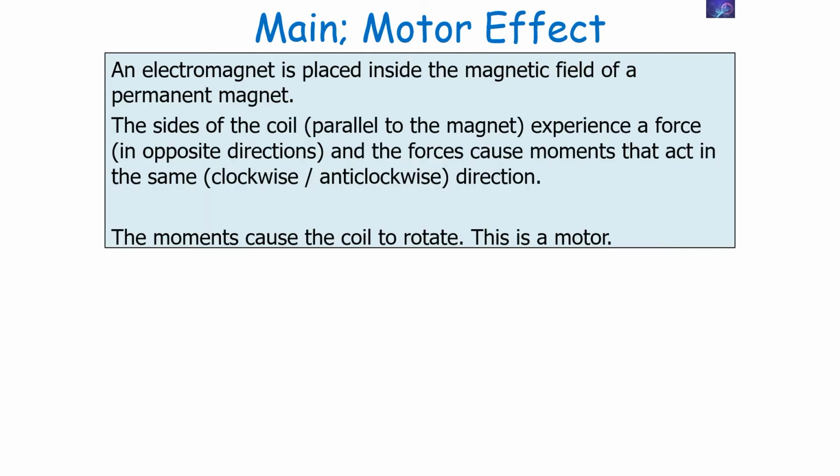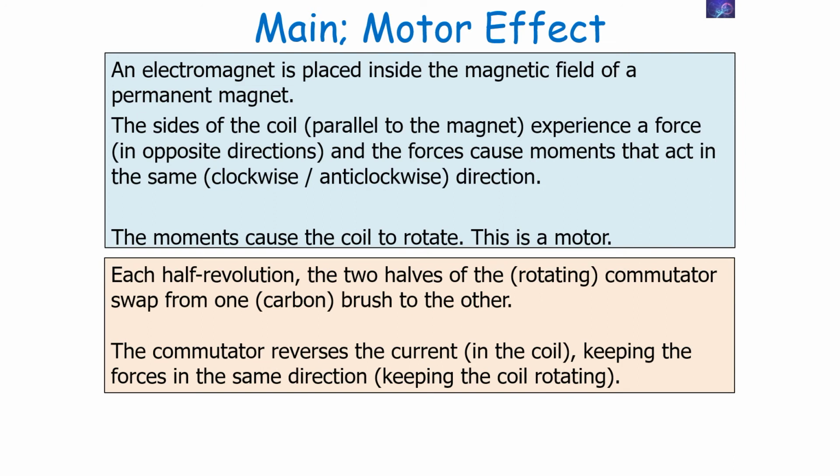An electromagnet is placed inside the magnetic field of a permanent magnet. The sides of the coil parallel to the magnet experience a force in opposite directions, and the forces cause moments that act in the same direction, either clockwise or anti-clockwise. The moments cause the coil to rotate, and this is a motor. Now every half revolution the two halves of the commutator swap from one brush to the other brush, so the commutator reverses the current in the coil, keeping the forces in the same direction to allow the coil to keep rotating.